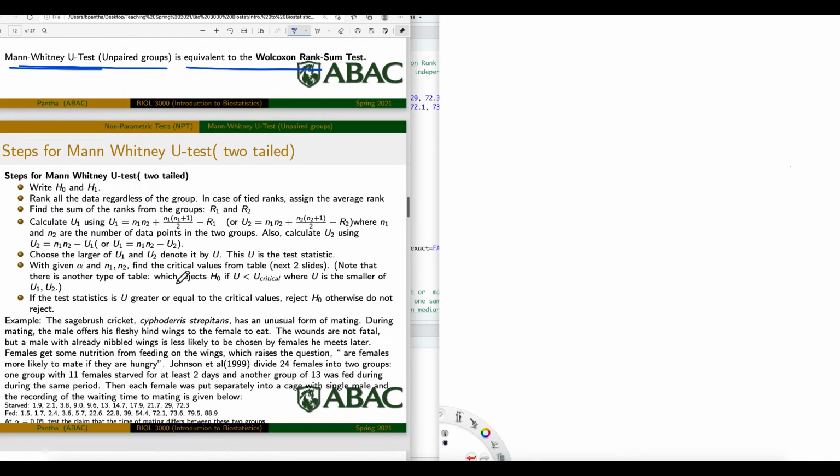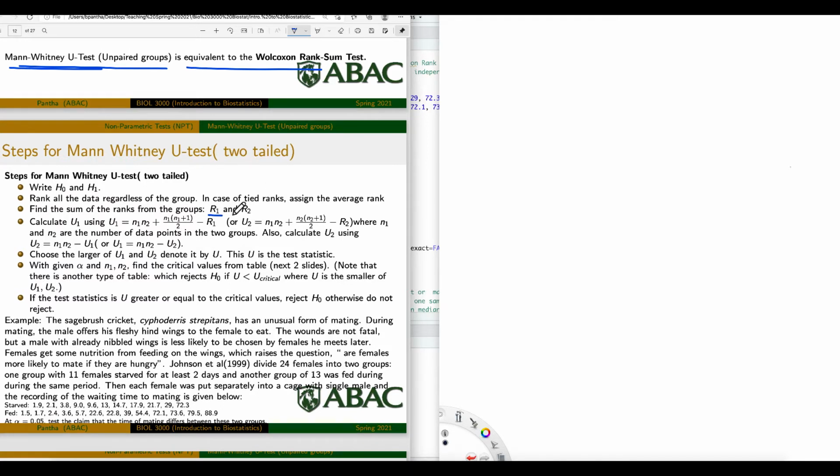These are the steps. I will show you each step in the example. Write H0 and H1. That's the first step. Number 2 is rank all the data regardless of group. You mix the two samples into one group and then rank all the data. In case of tied ranks, assign the average rank. If two numbers are equal, they would get the same rank, so in that case you find the average of those ranks and assign that average value to the repeated numbers. Find the sum of the ranks in the first group and the second group.